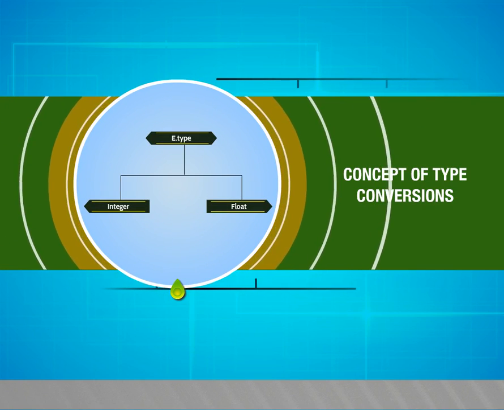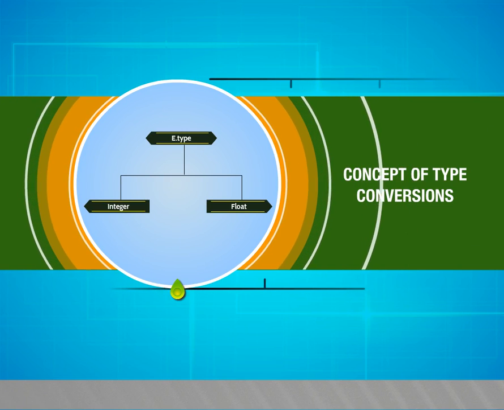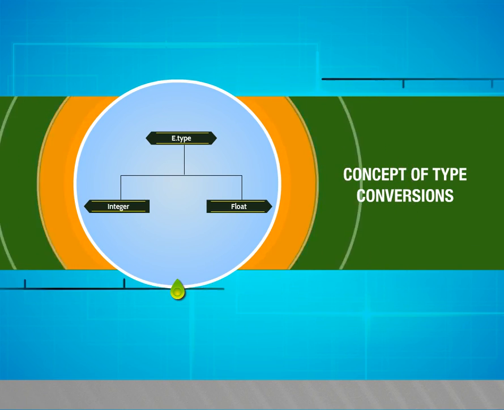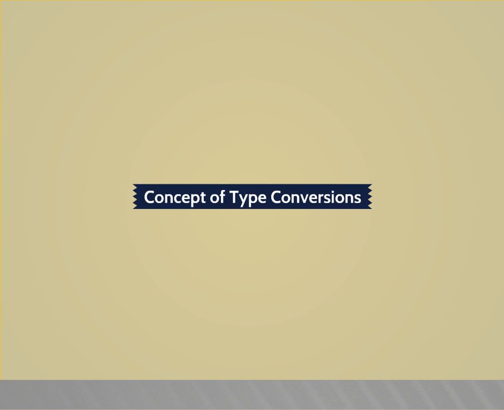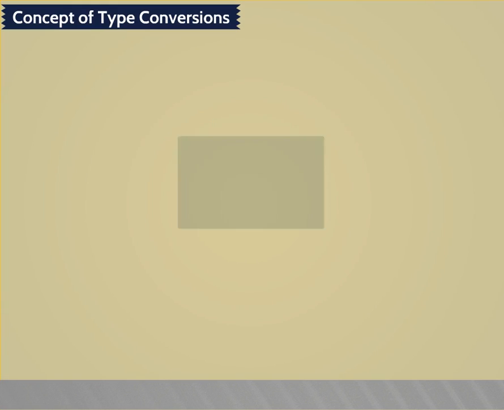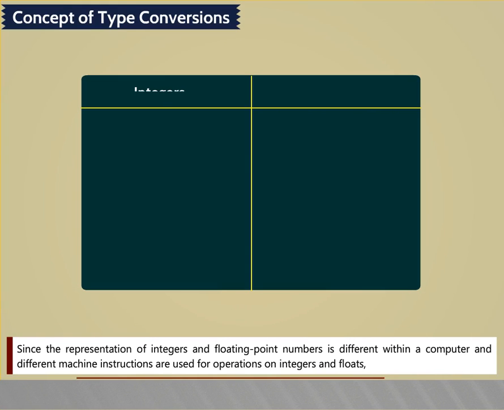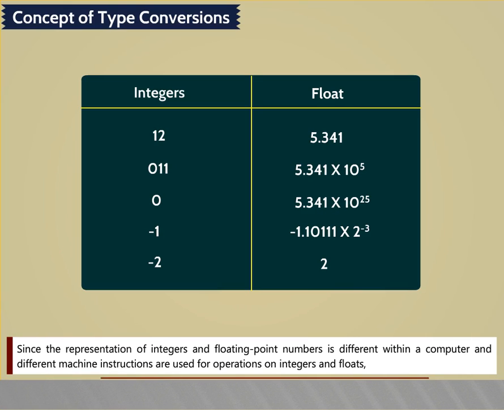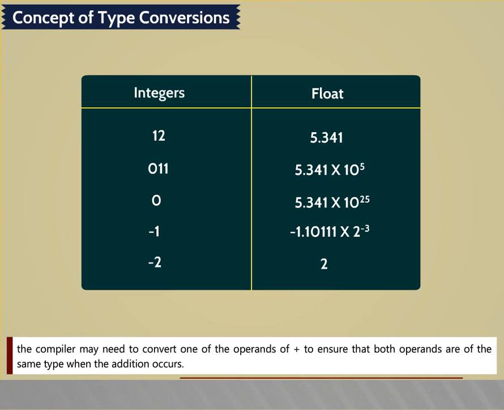Concept of type conversion. In this video, we are going to see the concept of type conversion. Consider expressions like x plus i, where x is of type float and i is of type integer. Since the representation of integers and floating point numbers is different within a computer and different machine instructions are used for operations on integers and floats, the compiler may need to convert one of the operands of plus to ensure that both operands are of the same type when the addition occurs.